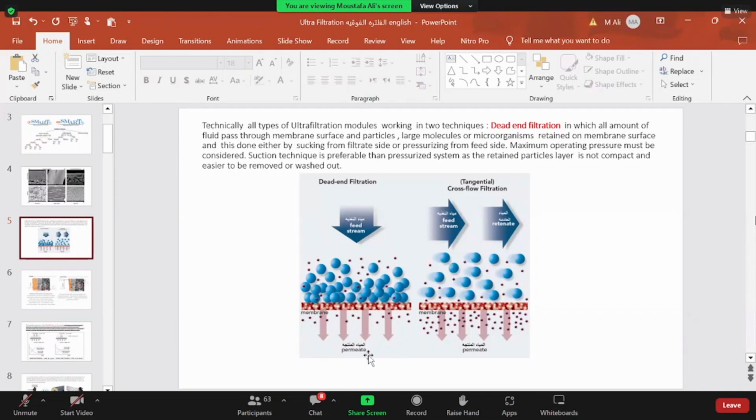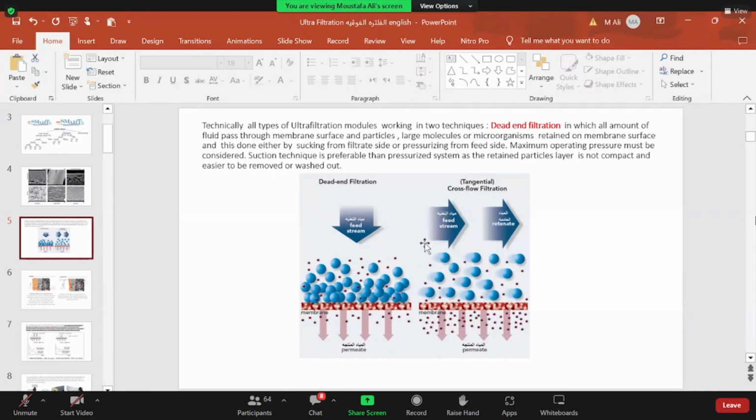Sucking pump from this side. In cross-flow filtration, we said that there is a feed stream and there is a retentate. The feed stream, this means the water or the fluid, passes parallel to the membrane surface, and during its passage, it starts to filtrate through the membrane surface as shown in the figure.